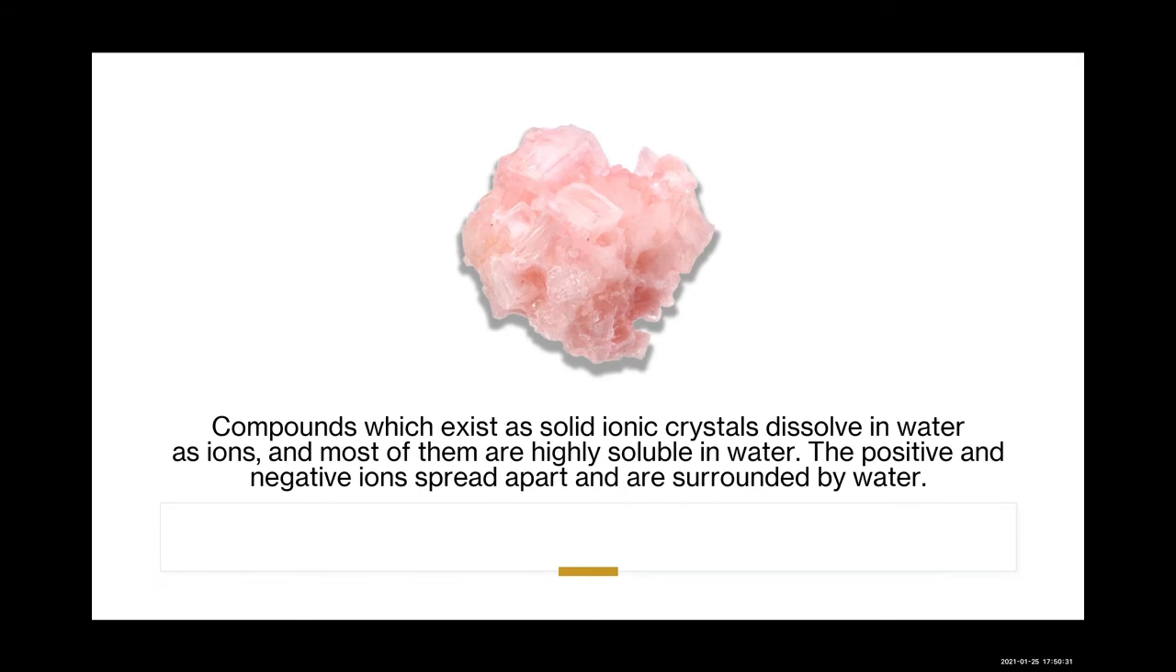So this is actually a picture of Himalayan rock salt. And compounds which exist as solid ionic crystals dissolve in water as ions, and most of them are highly soluble in water. The positive and negative ions spread apart and are surrounded by water. And again, this has to do with the way the water molecule itself is constructed. It has to do with positive and negative charges and how the ions can be pulled away from one another.